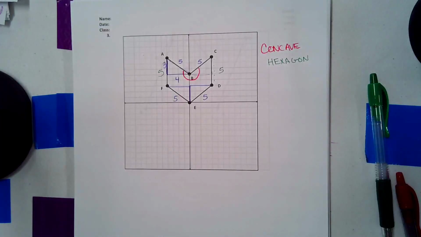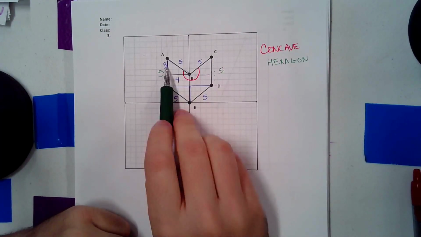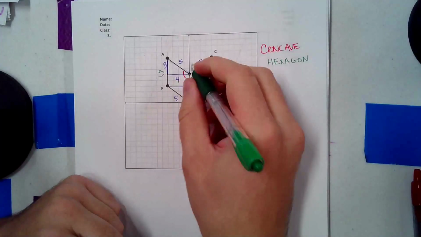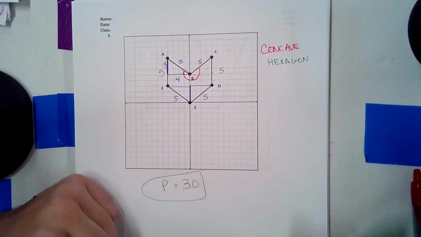So guess what? We have an equilateral hexagon, although it is not regular, right? The angles on the inside are different. Like that one is not the same as the rest. So we have 5, 5, 5. 5 times 6 is 30. That's the perimeter. Questions, comments, concerns?